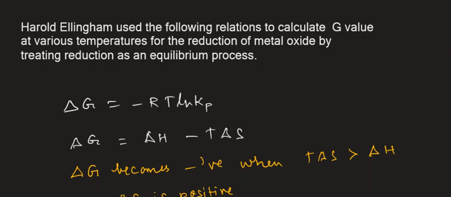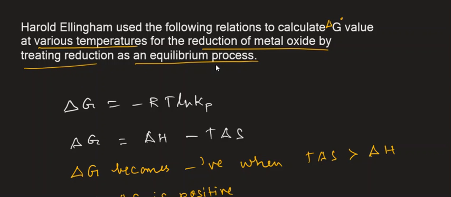In this tutorial, we will be discussing the thermodynamic principles of metallurgy, where we will be explaining more about the Ellingham diagram. Harold Ellingham used the following relations to calculate the delta G value, delta G naught at standard state at various temperatures for the reduction of metal oxide by treating the reduction as an equilibrium process.